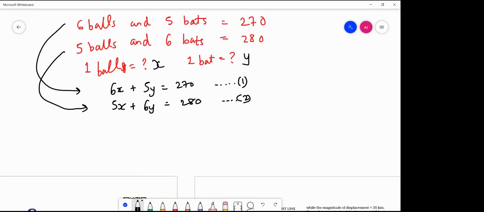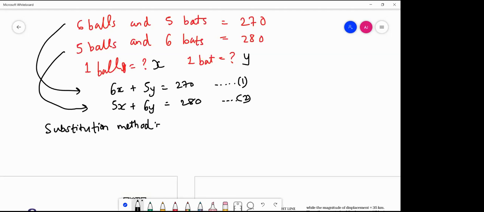So now there are different methods. What are the methods? First one is the substitution method. Second is the elimination method. And the third one is the cross multiplication method. So we will see all the methods one by one. Okay. So first, the substitution method.